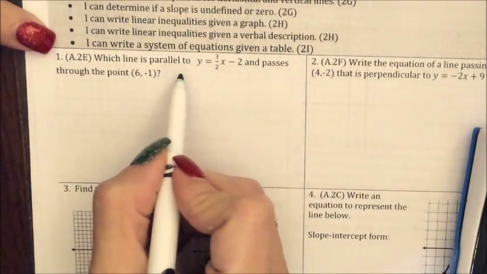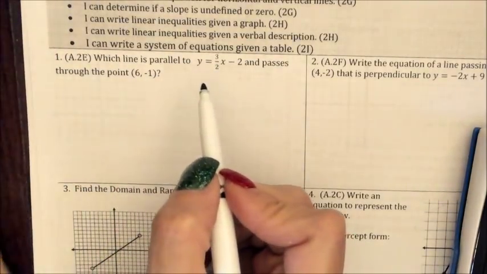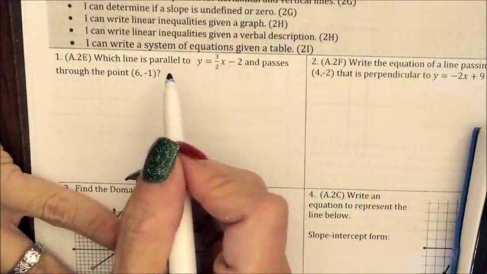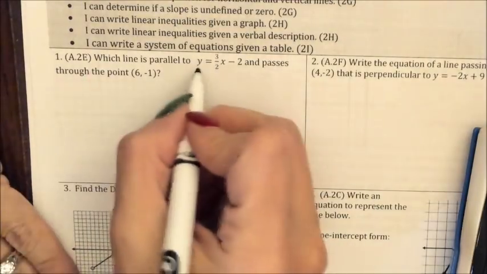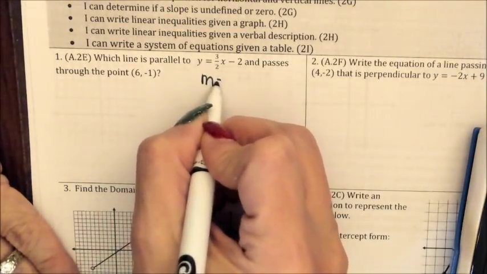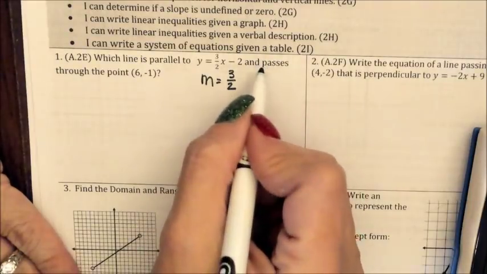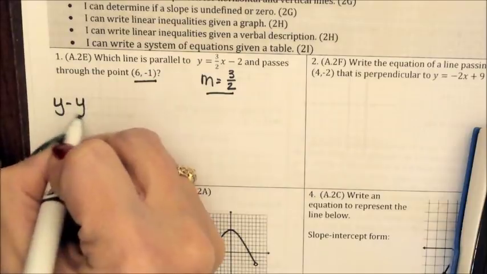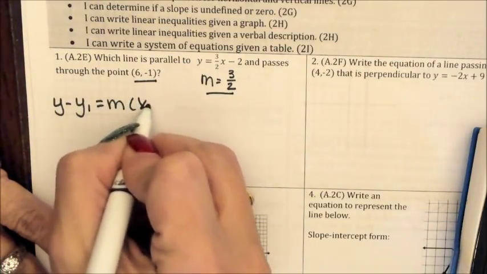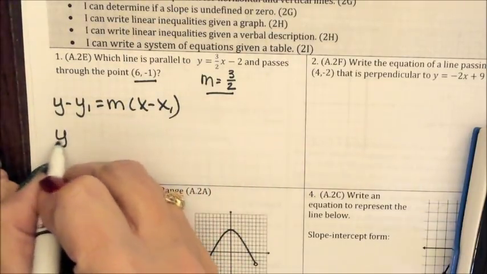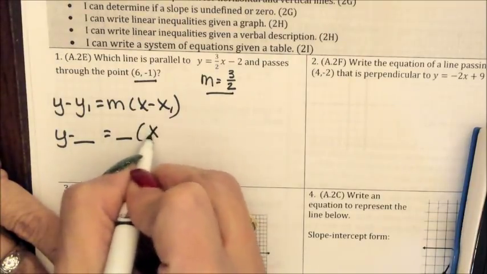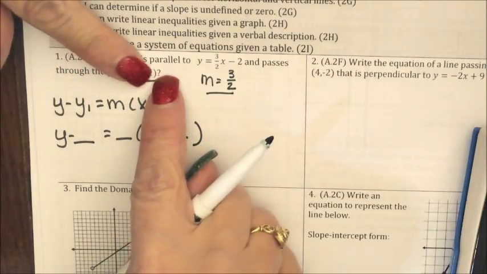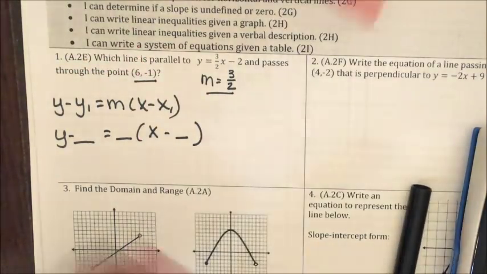Which line is parallel to y equals 3 over 2x minus 2 and passes through the point (6, -1)? Parallel lines have the same slope. So I'm going to look here, and my slope on this is 3 over 2. It passes through this point, so I have a point, I have a slope. I'm going to do y minus y1 equals the slope times x minus x1. y minus blank equals blank times x minus blank. You are going to fill this in. x is my 6, y is my negative 1, and we're going to put our slope in there.